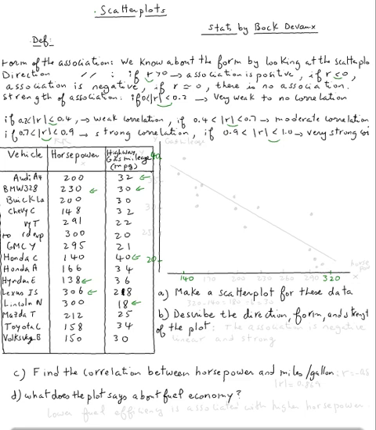So halfway from 20 to 40, this will be 30. So halfway will be 25. Halfway here will be 35.